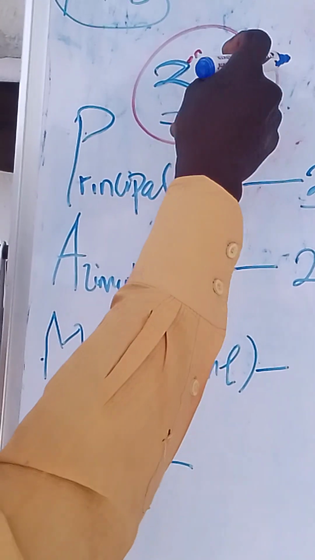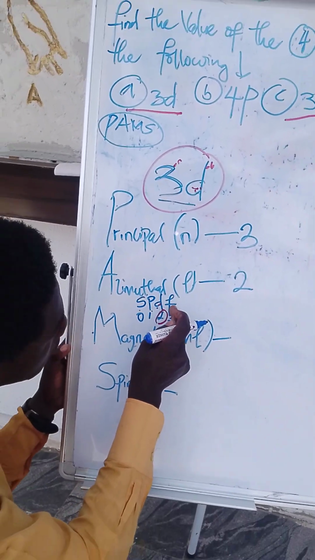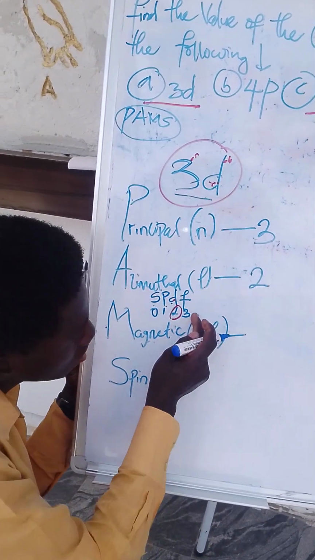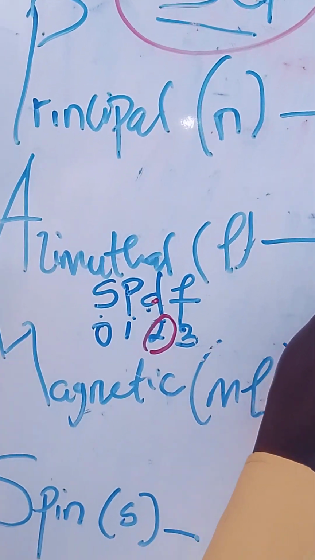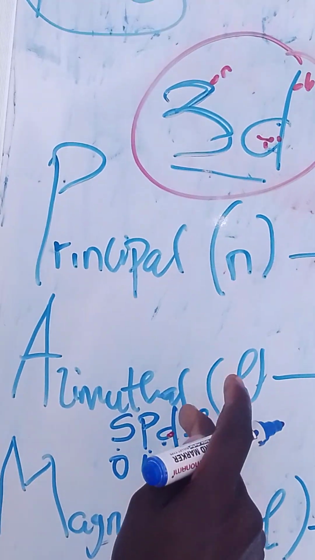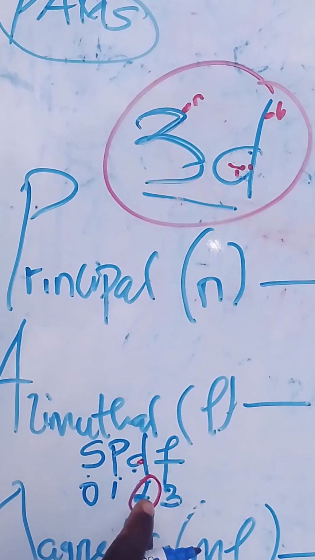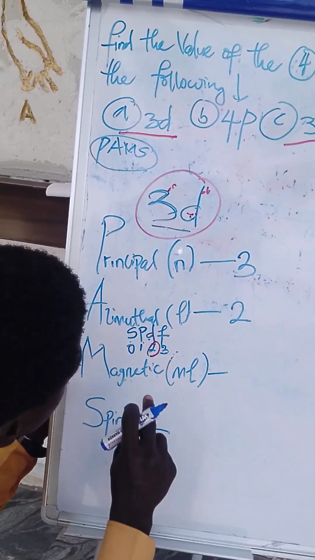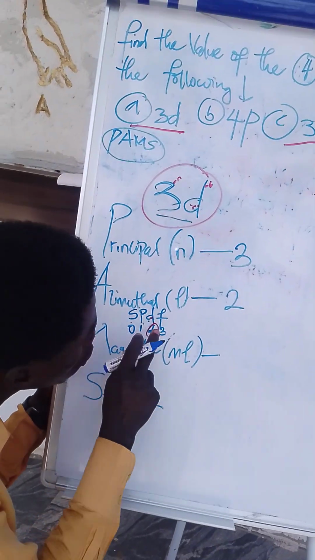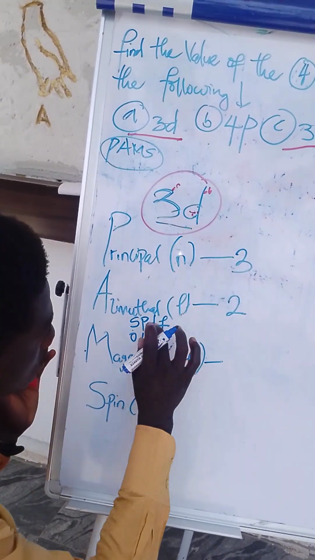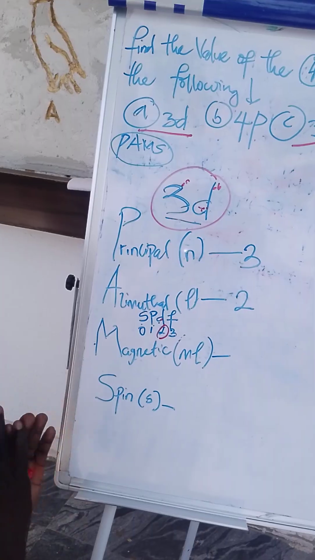That means if F is here, we will trace it to F here, and the F here is 3. That's my value. But what we are looking for is D, and the shape D falls under the number 2. Please don't forget, this SPDF is simply from 0 to 3. So just trace it and then you get your 2 azimuthal.